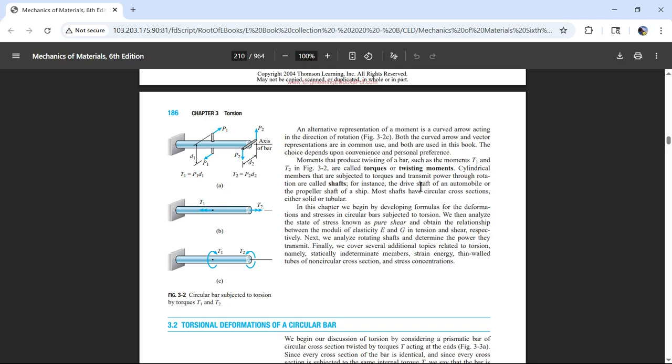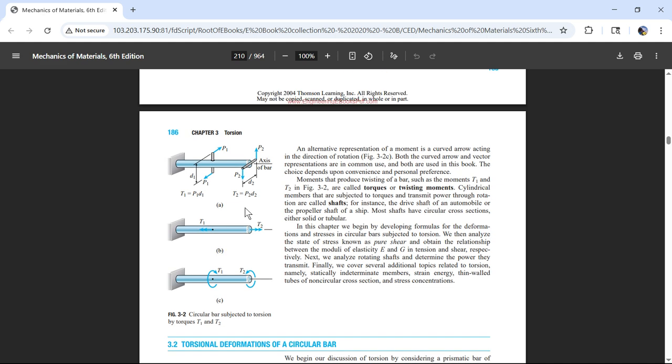For instance, the drive shaft of an automobile or the propeller shaft of a ship. Most shafts have circular cross-sections, either solid or tubular. In this chapter, we begin by developing formulas for the deformations and stresses. So those two words just make you want to quit. But hell yeah. So back to the screwdriver.